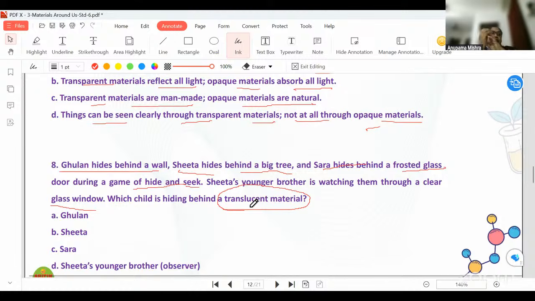Okay. So now tell me this answer. Gulan hides behind a wall, Shita hides behind a big tree, and Sarah hides behind a frosted glass door during a game of hide and seek. Shita's younger brother is watching them through a clear glass window. Which child is hiding behind a translucent material? Gulan, Sheeta, Sarah, or Sheeta's younger brother, the observer?